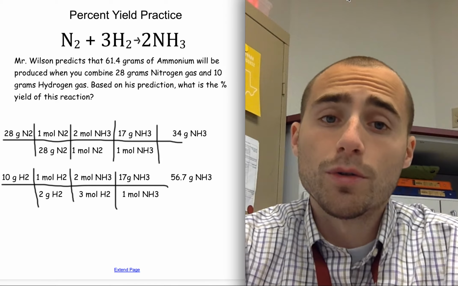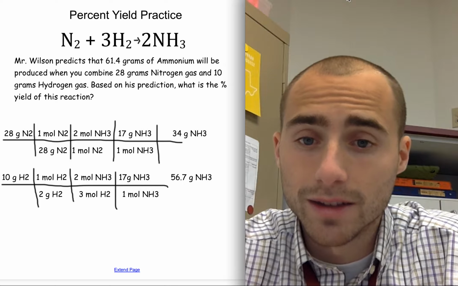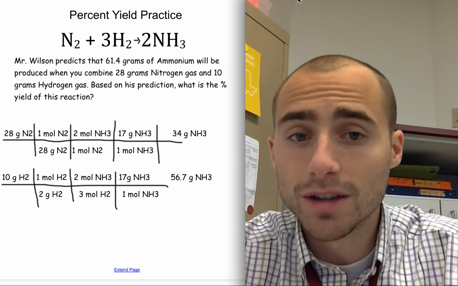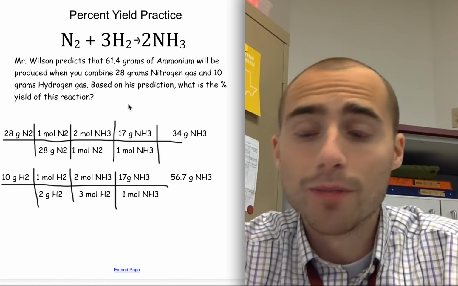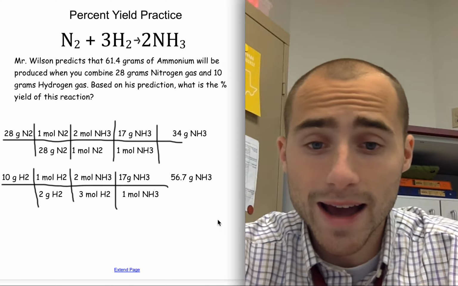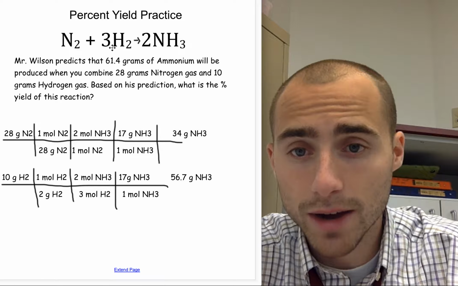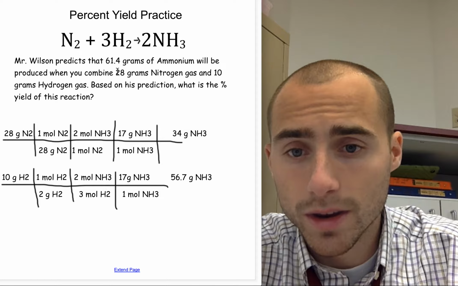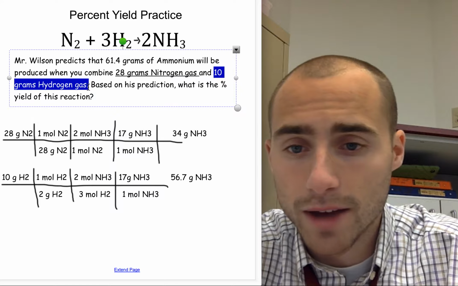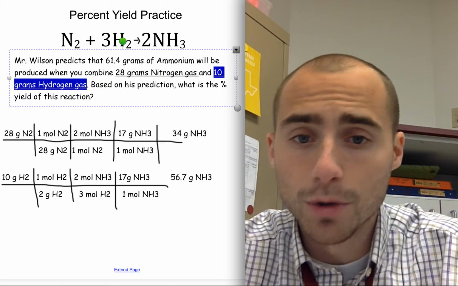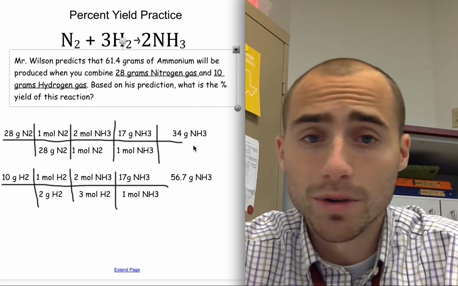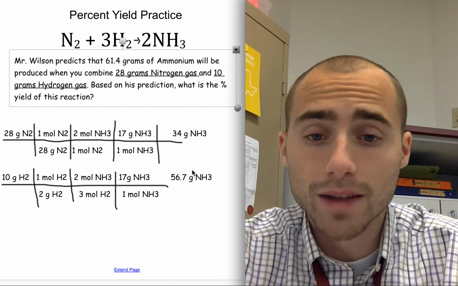When you are doing percent yield with a reaction like this, it's actually a pretty long process. I just shortened it up by already doing this for you, but the first thing you have to do is figure out how much product will actually be produced. In order to do that, you have to go through the limiting reactant process, meaning you take 28 grams of nitrogen and 10 grams of hydrogen and convert those both into grams of product, because you have to know how much is actually going to be produced. So you have to figure out what the limiting reactant is and how much will actually be produced.